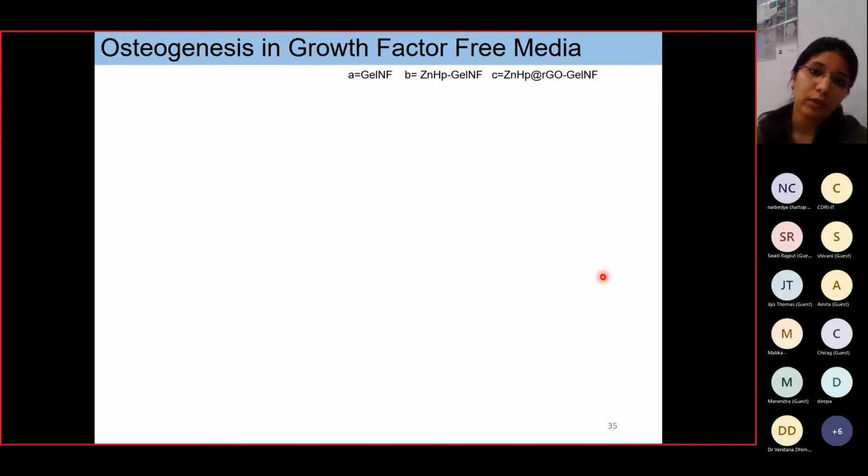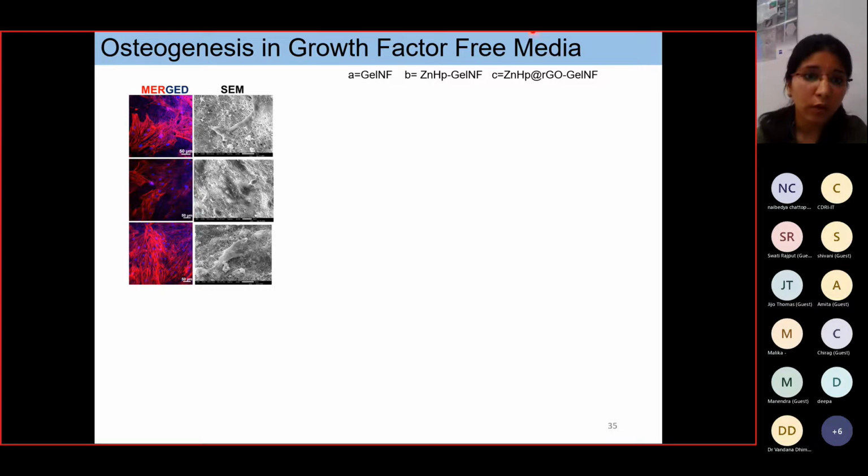Our second study was to check the osteogenesis in a growth factor-free media, because this was our main approach. So our first study was to check how our MSCs were behaving in the presence of these nanofibers.